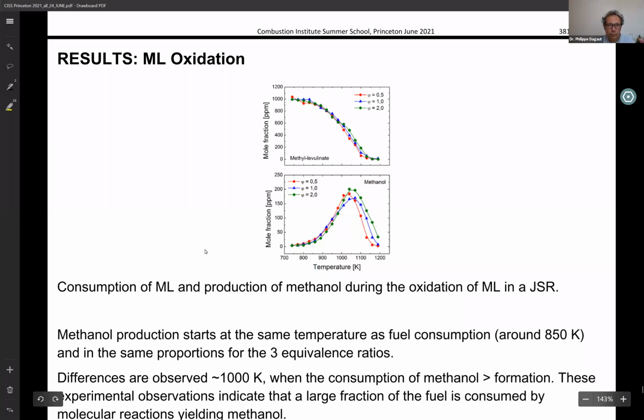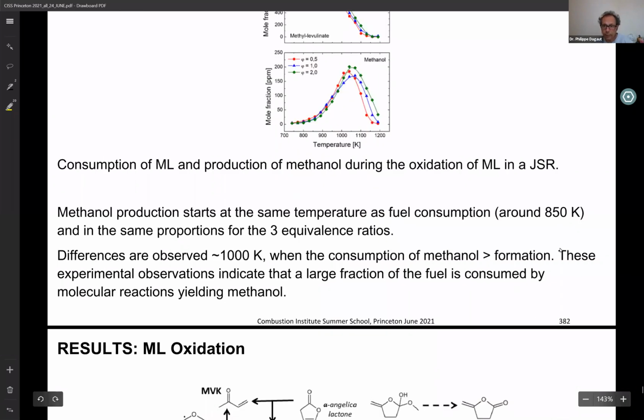So methanol production starts at the same temperature as fuel consumption, around 850 K, and in the same proportion for the three equivalence ratios. Differences are observed around 1000 K when the consumption of methanol is getting higher than its rate of formation. These observations indicate that a large fraction of the fuel is consumed by molecular elimination of methanol. And this is a particularity of some of the biofuels that we studied.